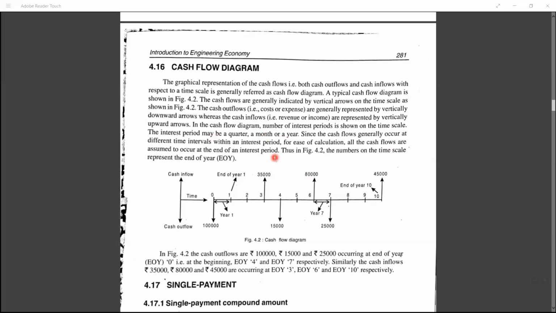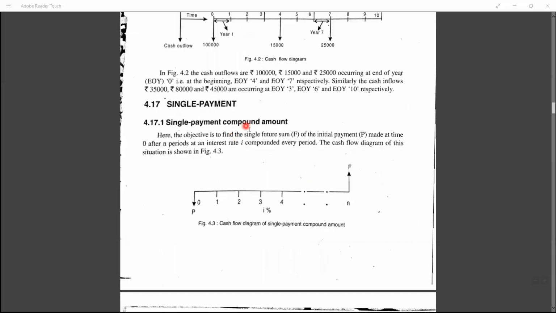Next is single payment. So single payment compound amount is for initial payments and final period with respect to the interest. See, whatever in this unit, it is only based upon the interest values. Whether it is for single payment or double payment, it is based upon the interest value which is being obtained.